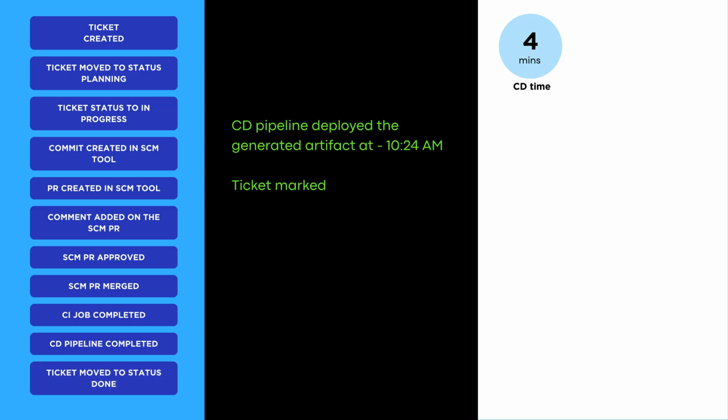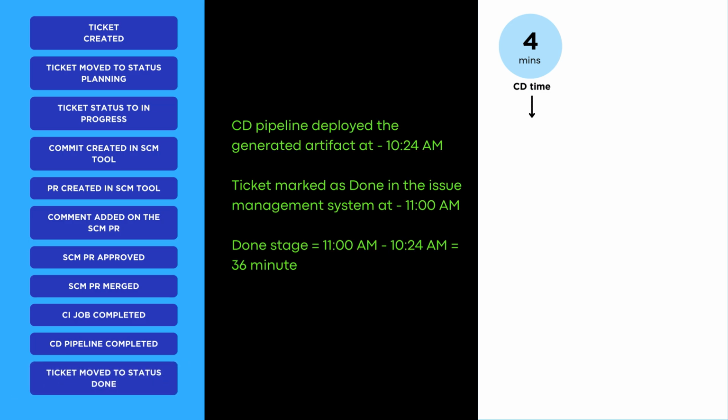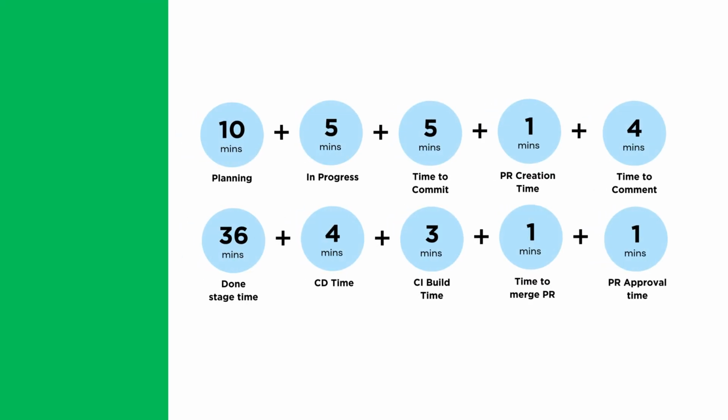Once the CD stage is completed, the developer marks the Jira ticket as done at 11 a.m., meaning the lead time for the final stage in the workflow becomes 36 minutes, as it took 36 minutes for the developer to mark the ticket as done after the artifact was deployed into production. The total lead time for this ticket is calculated as the sum of the individual lead times for each stage. In this example, the total lead time is 70 minutes, meaning it took 70 minutes for the change to move across all the stages in the software delivery lifecycle and finally be shipped to the end user.